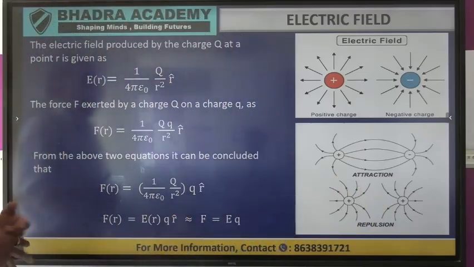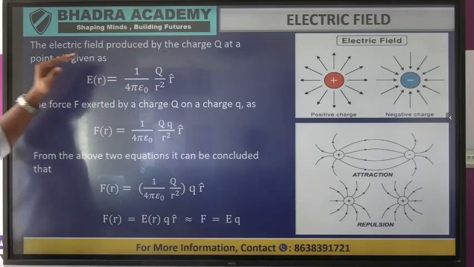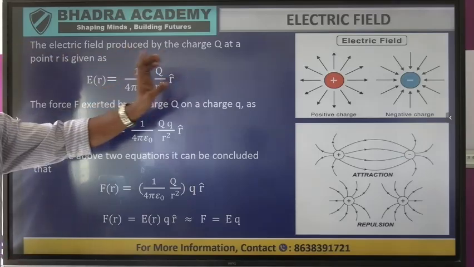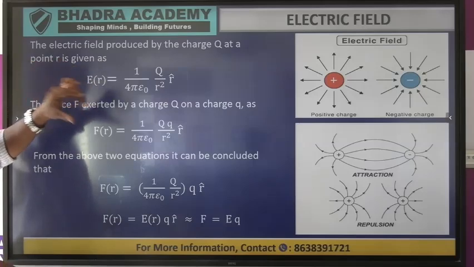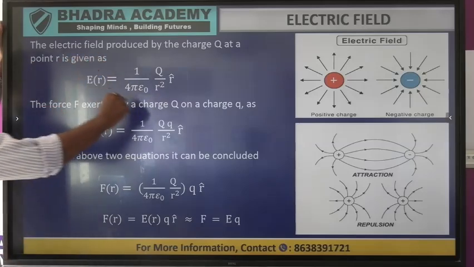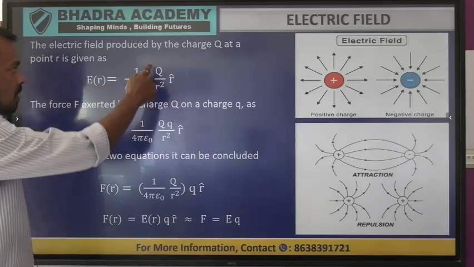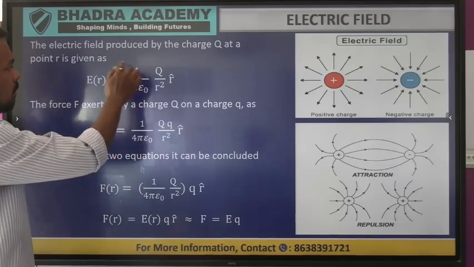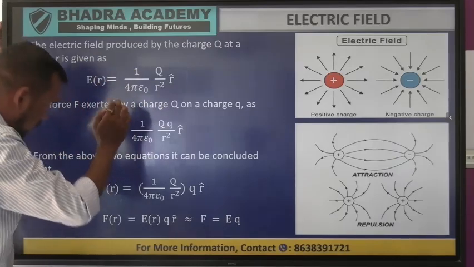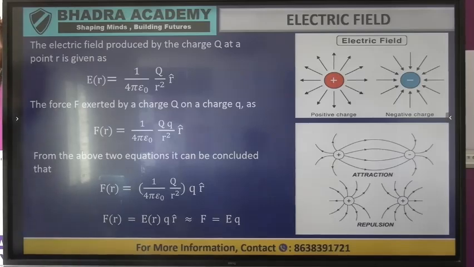Therefore, from this we can say that the electric field produced by a charge Q is given by this equation: E, the electric field at a point at a certain distance r, is the magnitude of the charge divided by the square of the distance, multiplied by the constant 1 by 4 pi epsilon naught, with a unit vector, because we need to give the direction in which the electric field is required. So the equation is this.